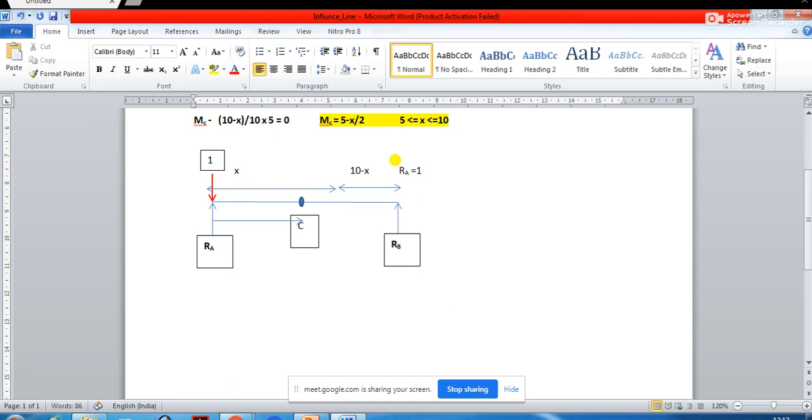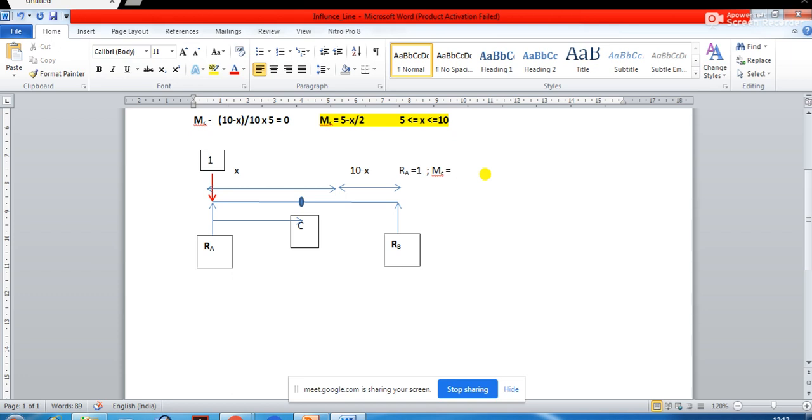No, sir. So if RA is 1, then what will be the moment at C? What will be the value of MC in that case? That you should be very clear about. What will be the value of MC? Tell me.